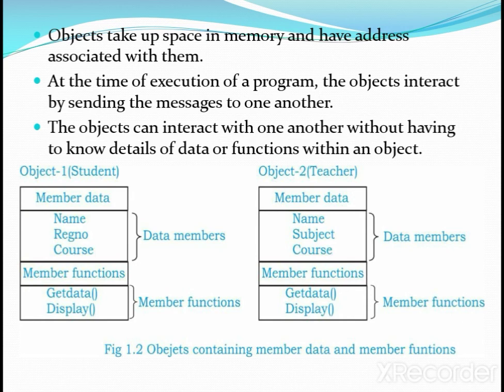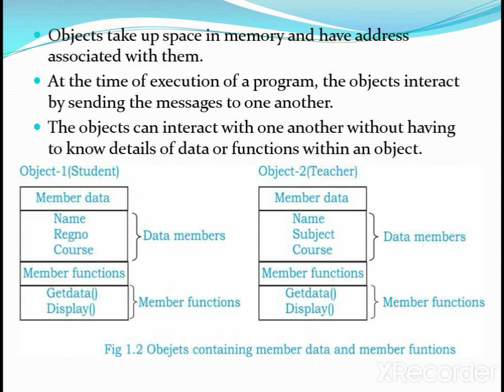At the time of execution of a program, the objects interact by sending messages to one another. The objects can interact with one another without having to know the details of data or functions within an object. See here, both objects contain member data and member functions. Object 1 is student, object 2 is teacher.